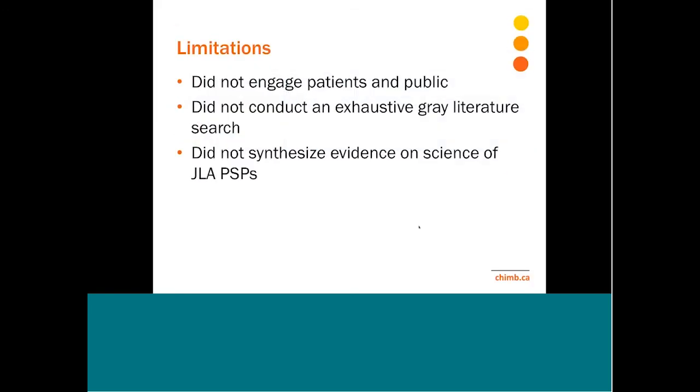However, although the scoping review provides important new information on how the JLA process has been used, it was limited in that it did not engage patients and the public in the design or conduct of the review. It didn't conduct an exhaustive gray literature search, which may explain the discrepancy between the number of PSPs listed on the James Lind Alliance website and the number included in their review. And finally, it didn't synthesize any evidence on the science of the James Lind Alliance process.